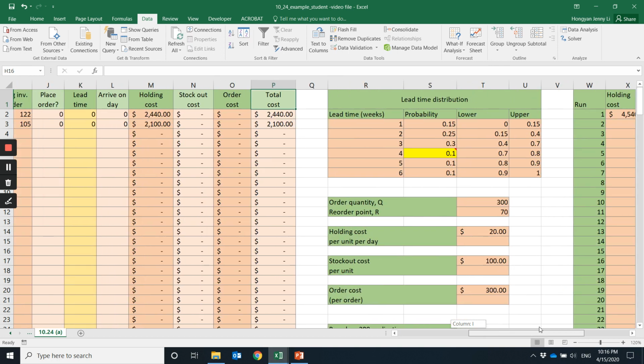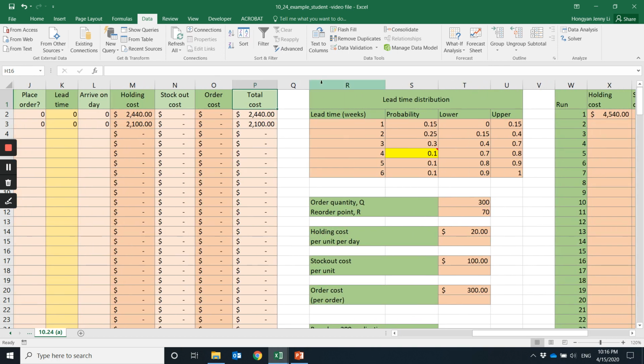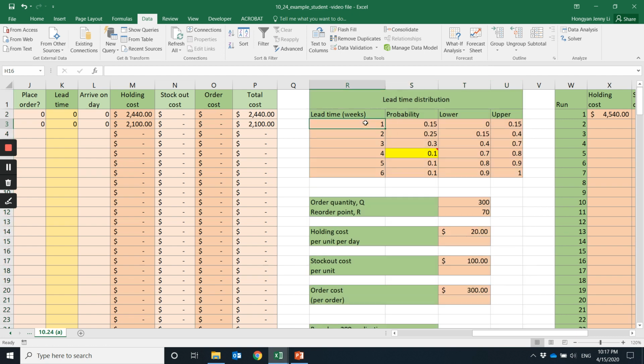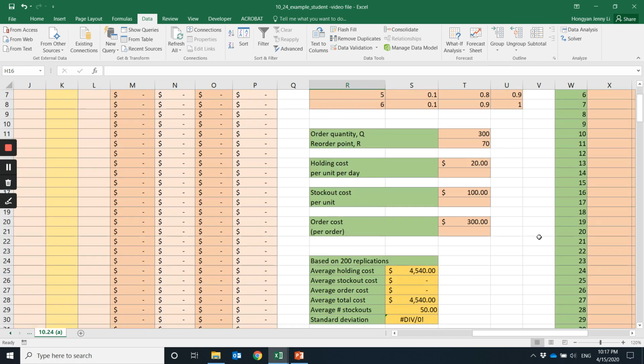And then in the middle, we have a section from column R to column U. In these 4 columns, we have some parameters typed in. We have a discrete lead time distribution here. We have used that many times. Given this information, you should think about using a lookup function. And then we have parameters for order quantity, holding cost, stock out cost, and ordering cost.